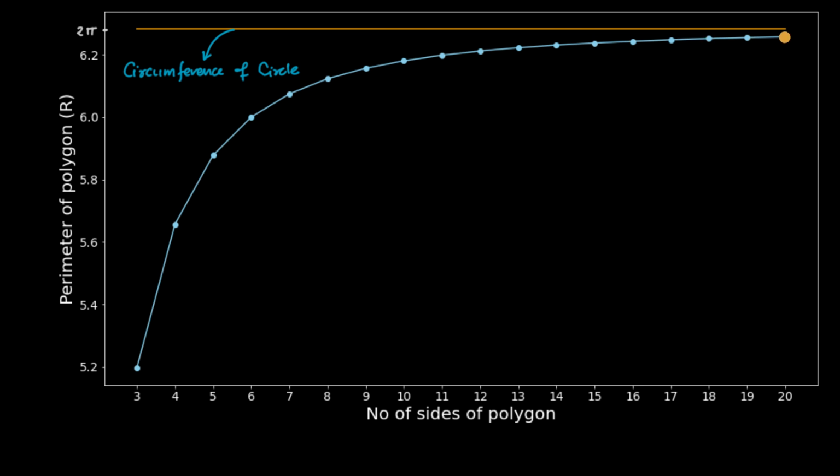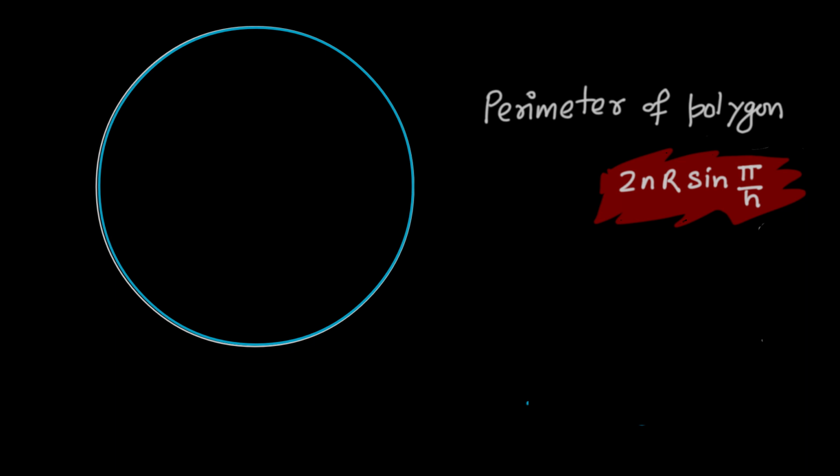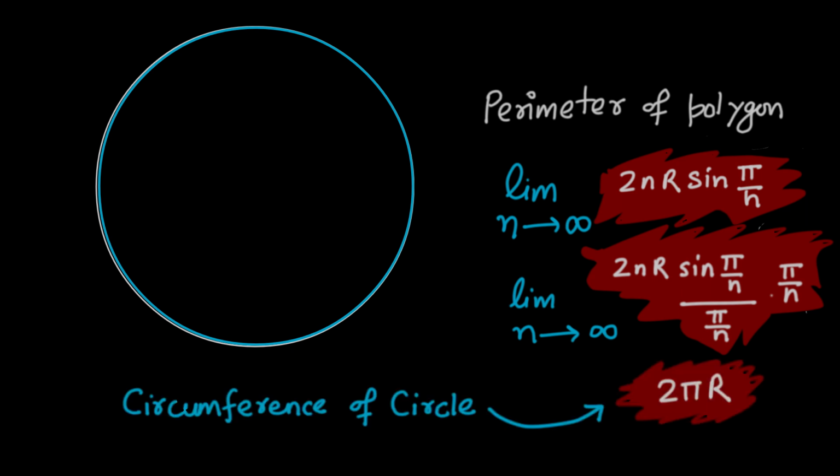Let's find out the perimeter when n is very high, say infinity. In other words, the limit of this expression when n tends to infinity. This expression reduces to 2 pi r. Amazing! This is the circumference of a circle.